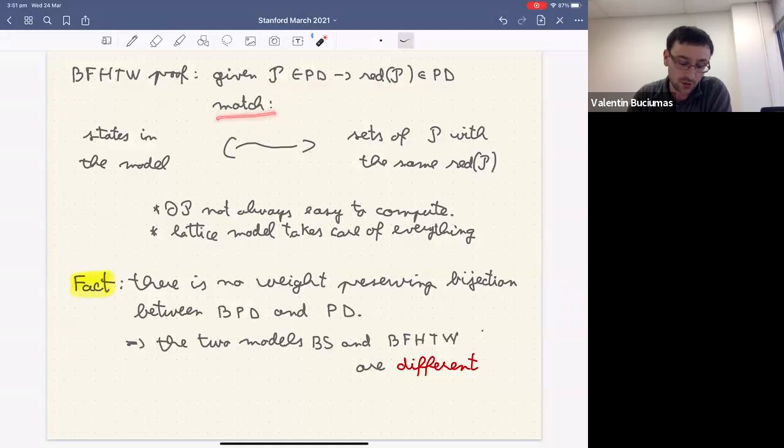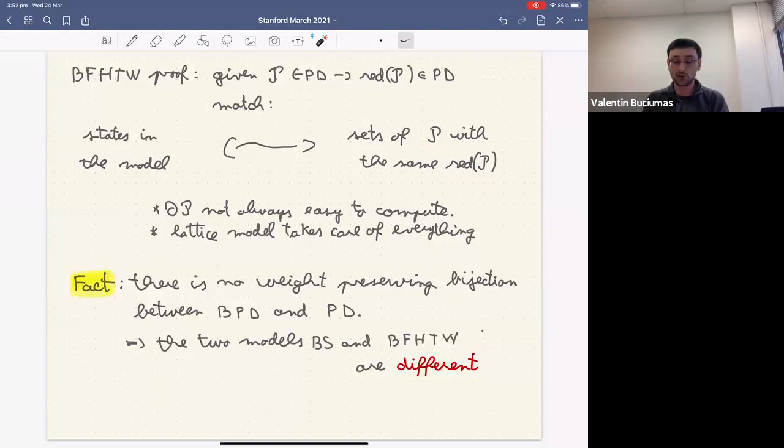So then what you can do is match states in the models with sets of P such that P has the same reduction. So by doing this, basically you can prove the theorem. And it's interesting that the states in their model account for the existence of possibly many pipe dreams P with the same reduction. Okay, so this is briefly what's happening there.